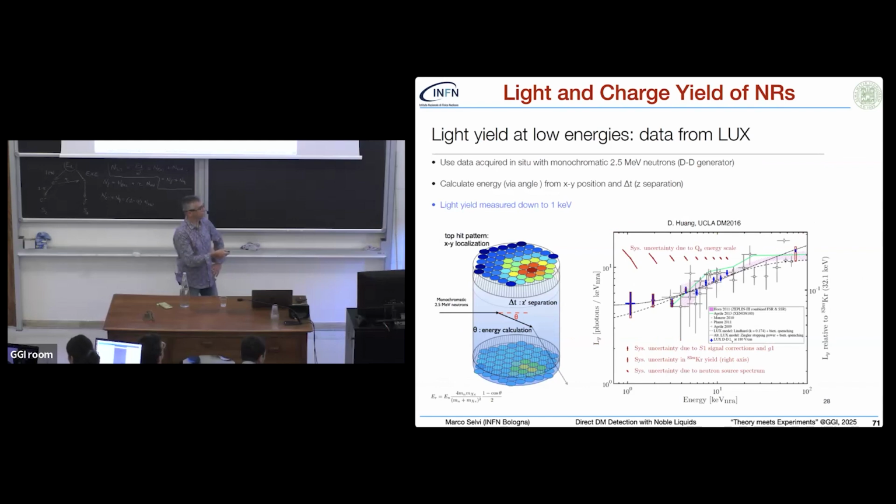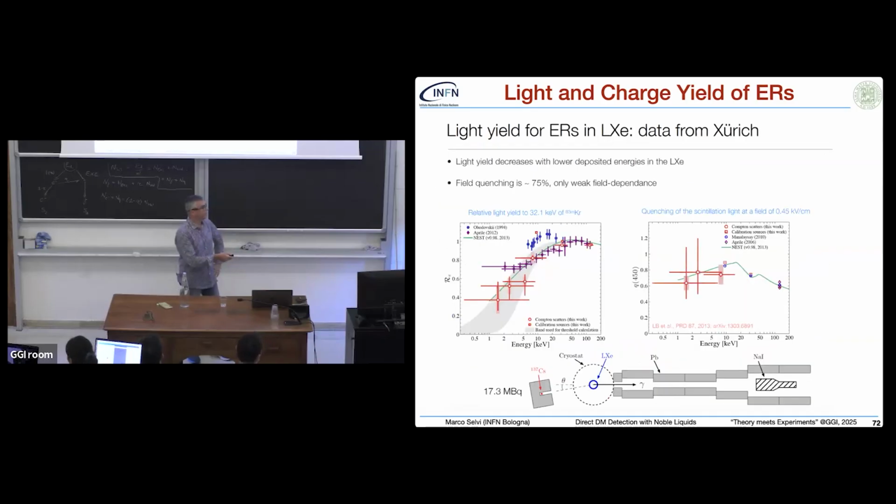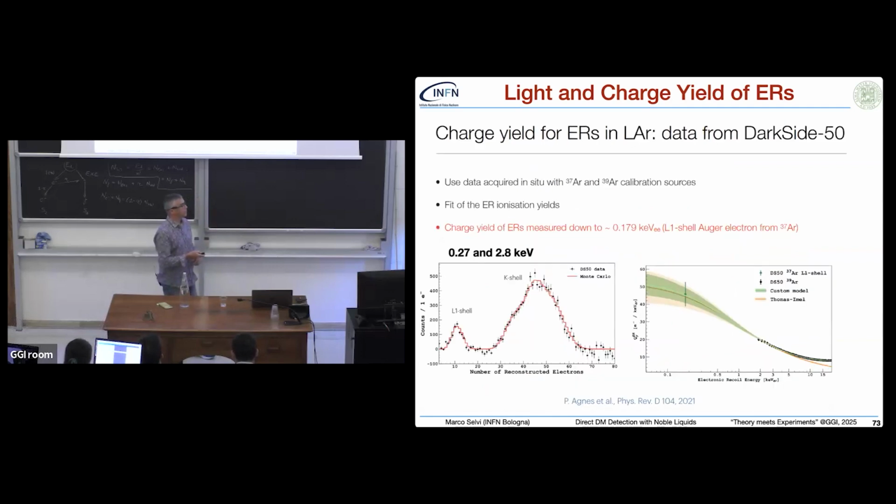This can also be done inside large-scale experiments, as here in LUX, where they used monochromatic neutrons and looked at double scatters inside the detector. Again, Laura did this beautiful experiment in Zurich to characterize electronic recoils, also with light and charge. In principle, you want light and charge, and you want to change the electric field to parameterize all the possible configurations.